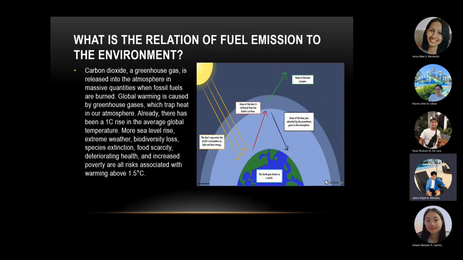What is the relation of fuel emission to the environment? Carbon dioxide, a greenhouse gas, is released into the atmosphere in massive quantities when fossil fuels are burned. Global warming is caused by greenhouse gases, which trap heat in our atmosphere. Already, there has been a 1 degree rise in the average global temperature. More sea level rise, extreme weather, biodiversity loss, species extinction, food scarcity, deteriorating health, and increased poverty are all risks associated with warming above 1.5 degrees Celsius.